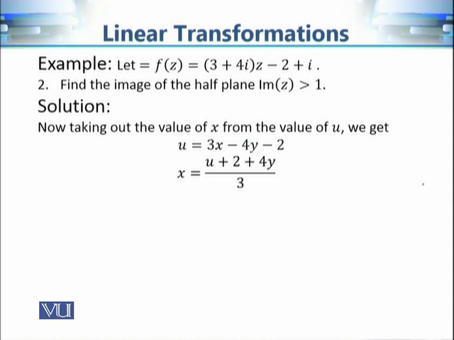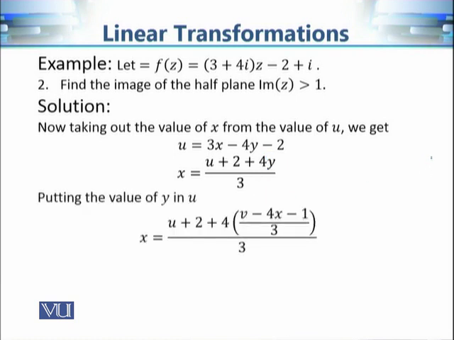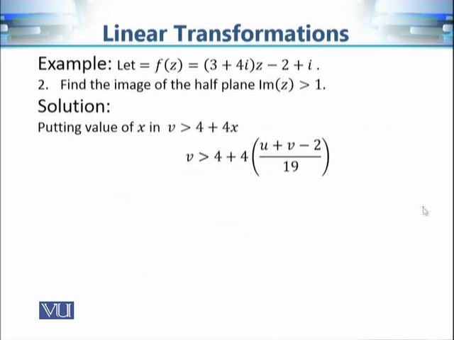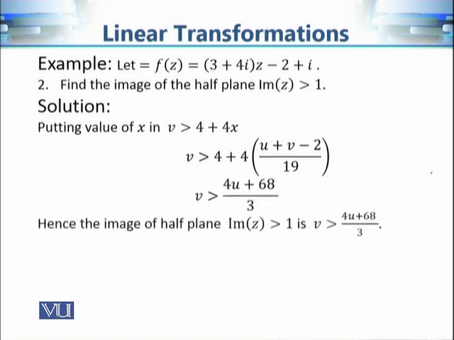Now, what is the problem in this expression? The problem is that this x involves y here. Since we want to replace the value of x so that we get an expression in terms of u and v, we want to replace this y and use the value of y in terms of u and v, and of course x, because then we can collect x. And from here we can simplify it and we get the following value of x, which only involves u and v. And we can use this value of x in the expression v strictly greater than 4 plus 4x, and using this value of x we get an answer which only involves u and v.